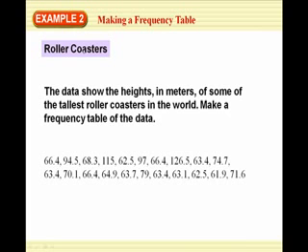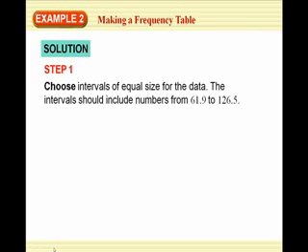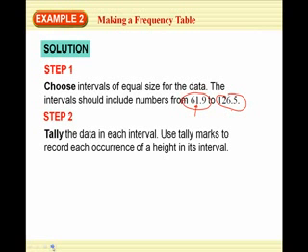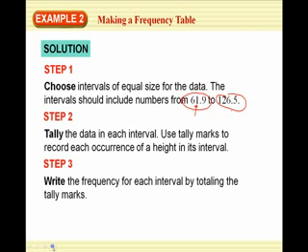Now, if you were to make a bar graph it'd be crazy because you'd make a bar for this one, a bar for this one, a bar for this one. So what a frequency table does is it compiles the data into intervals. It puts it together. So it says choose intervals of equal size for the data. The intervals should include the numbers from 61.9 to 120.6. Now what are those numbers? That's the smallest number in the data. That's the largest. So that's the first thing you have to do when you make a frequency table: figure out what's my smallest number, that's where I'm going to start, and then what's my highest number. So we have those and we decide what our interval is going to be. We tally each one, so let's get to the table.